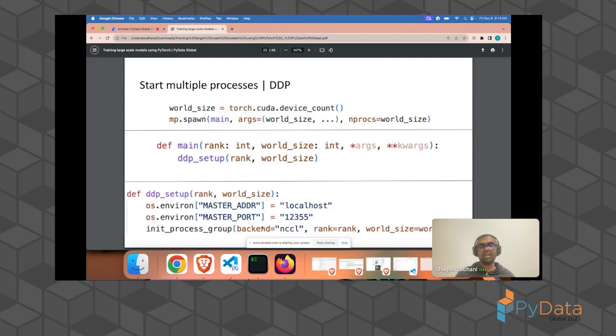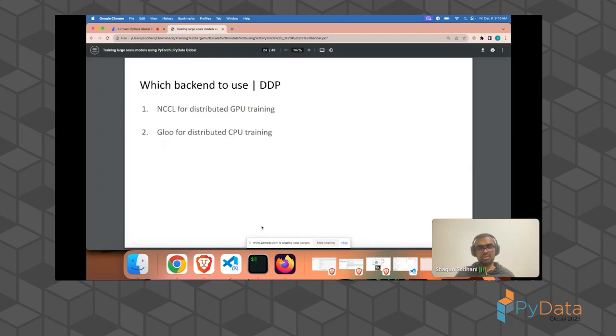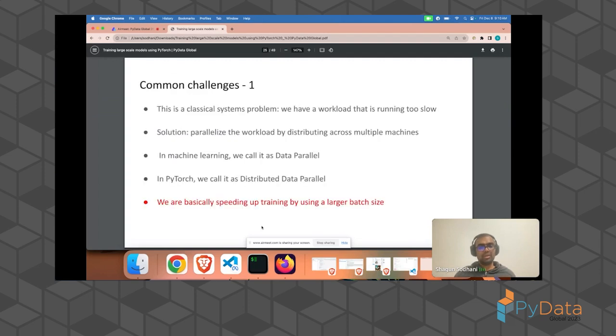It's pronounced as nickel. I think the thing to note is if you are doing distributed data parallel on GPUs, you should be using NCCL. If you are doing distributed data parallel on CPUs, you should be using Gloo. And that's it. That's the main thing that you need to know if you want to start using distributed data parallel. Okay, so this is good.